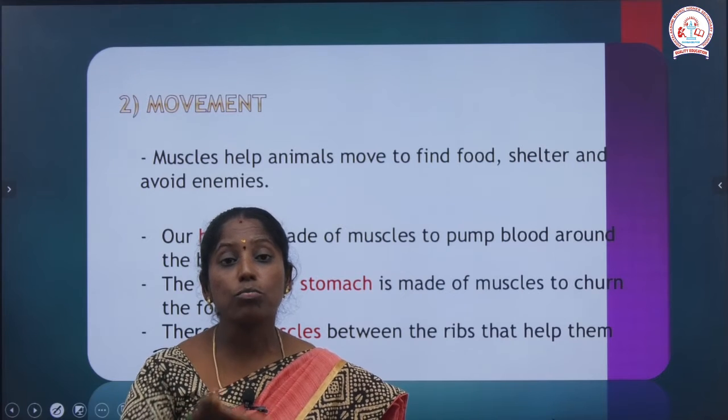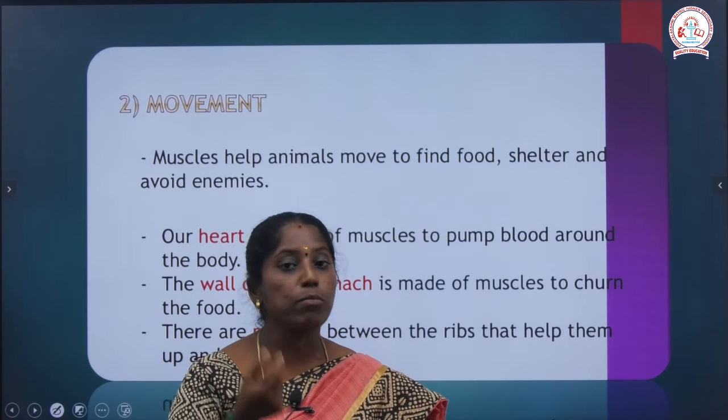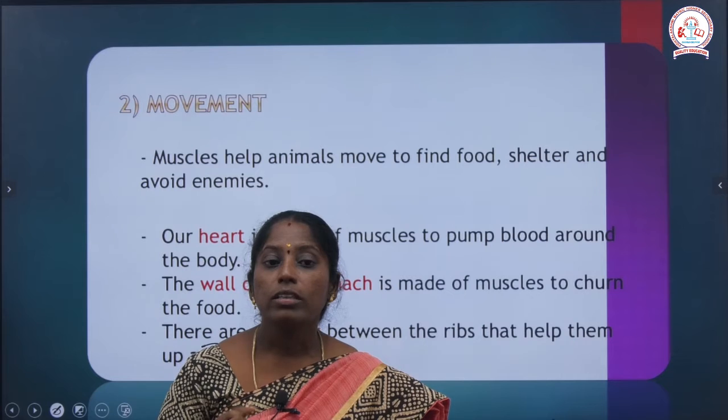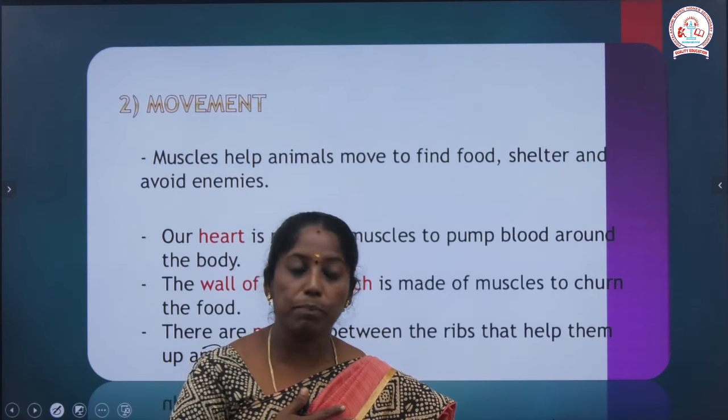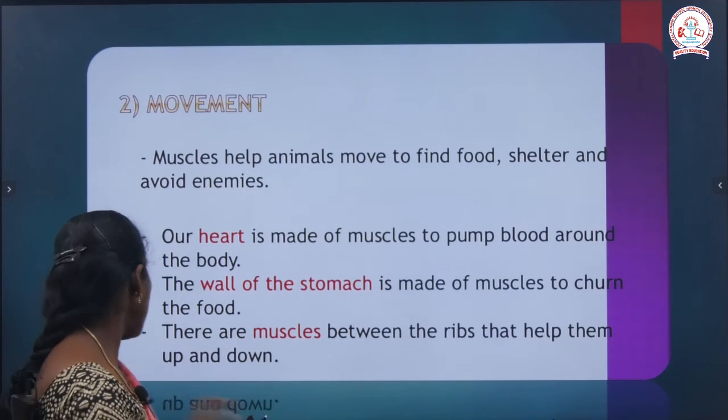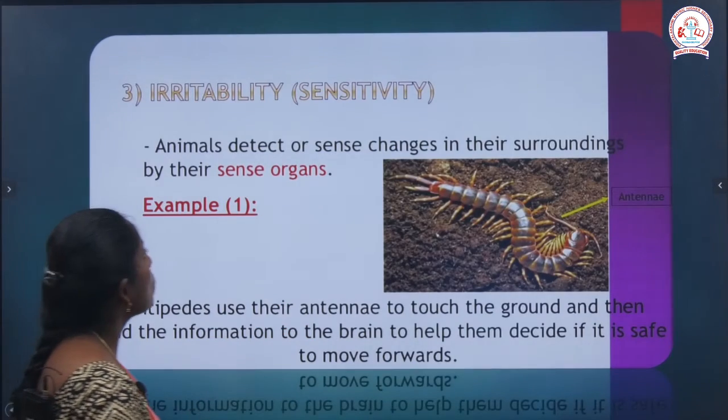So these are also movements in human beings, in the stomach also. The next one, another thing, what is it? Ribs. So we get these movements from that. Then next one, what is that?